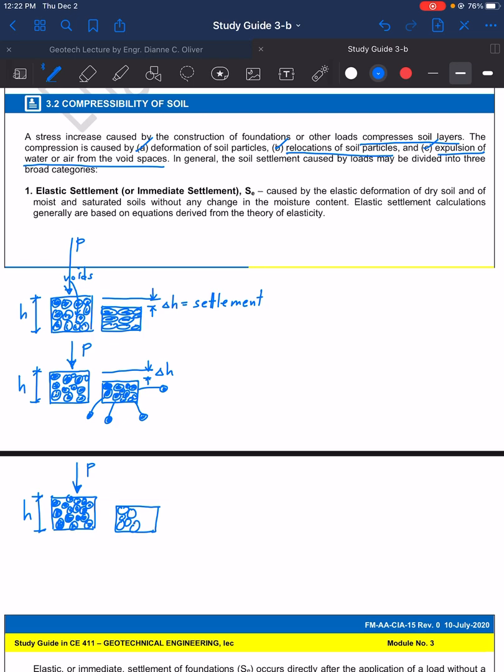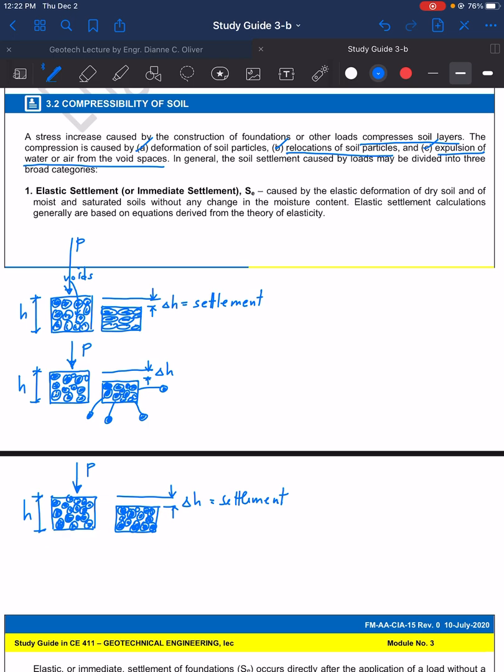It becomes denser because the solid particles are still there, so there is no expulsion of solid particles. The only thing that has been expelled is the water or air from the void spaces. So this becomes denser and a delta H or settlement occurred, or compression occurred. So these are the causes of compression.